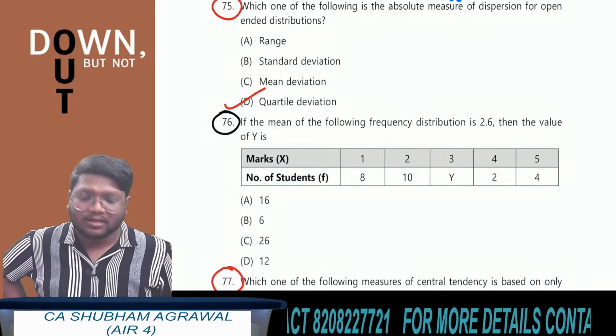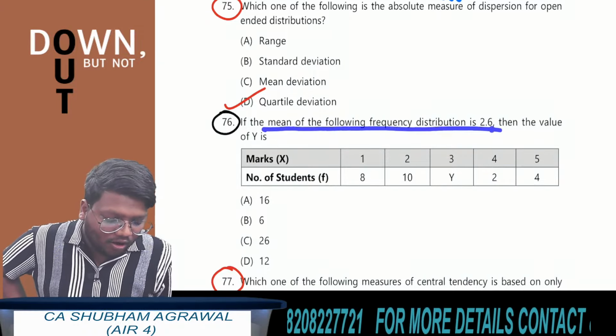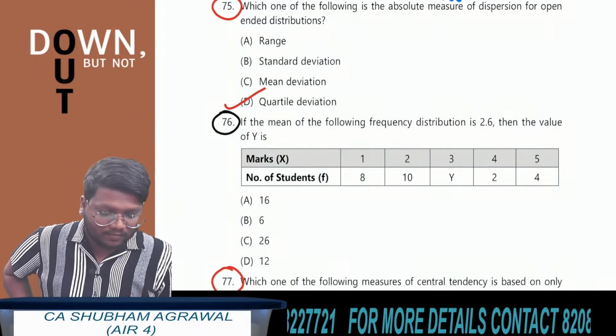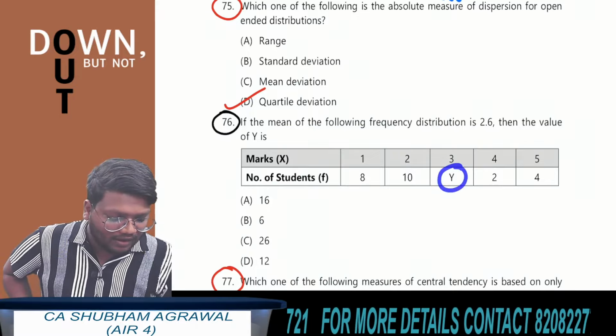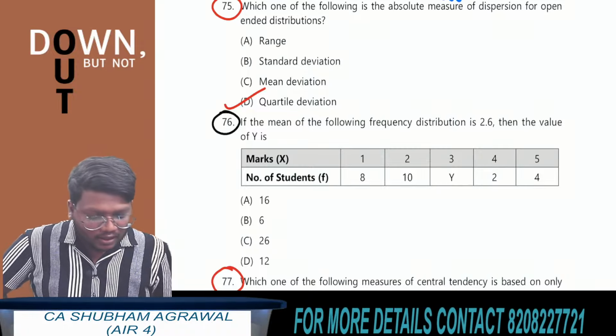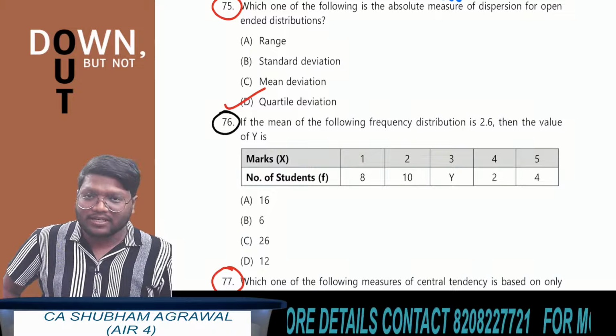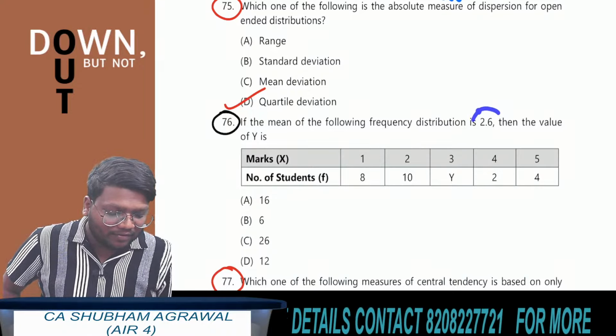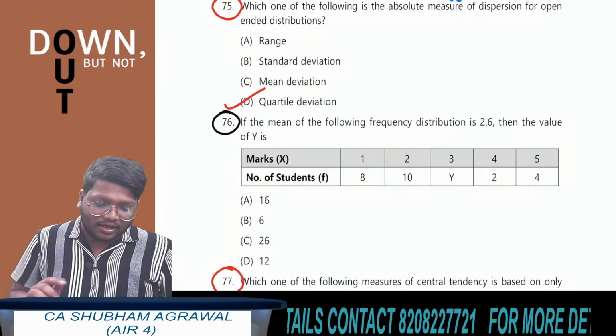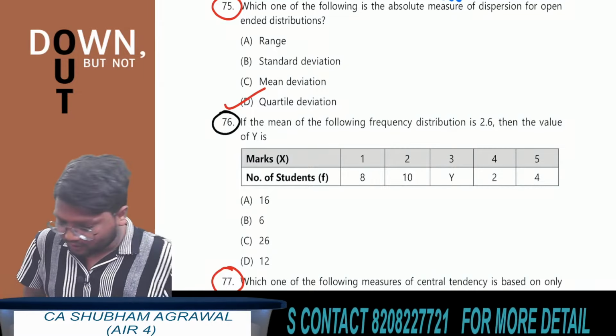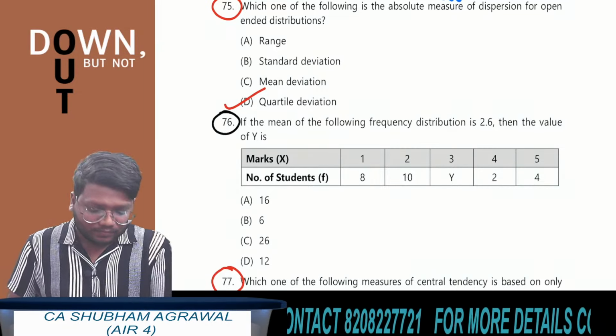Question number 76. Mean of the frequency distribution is 2.6. You have to find the value of y. Okay, this y is unknown. We have to find the value of this y. You can see here that this is a simple frequency distribution, and the mean of the simple frequency distribution is given, which is 2.6. We have to find the value of y.